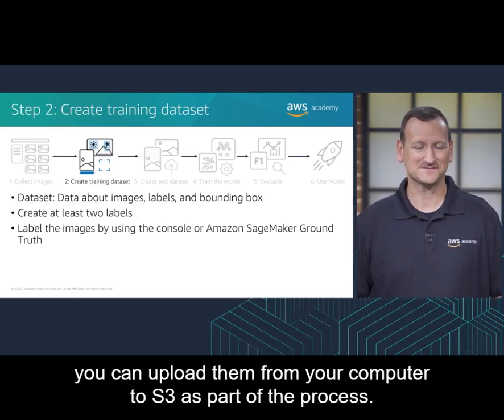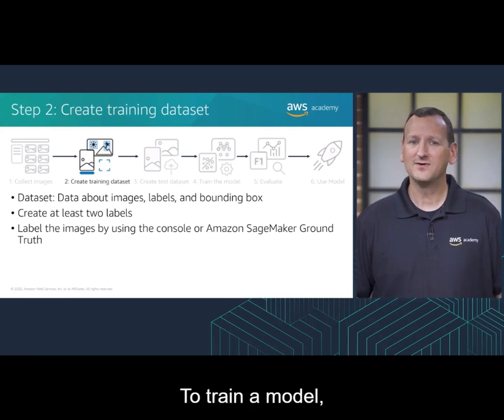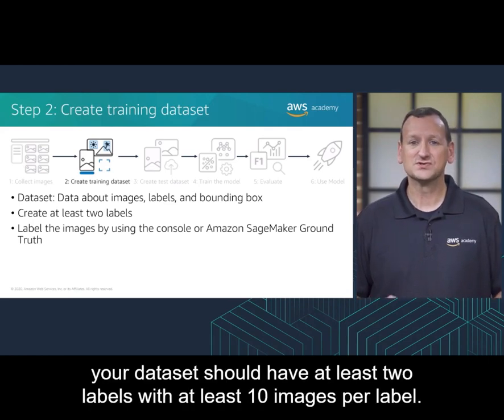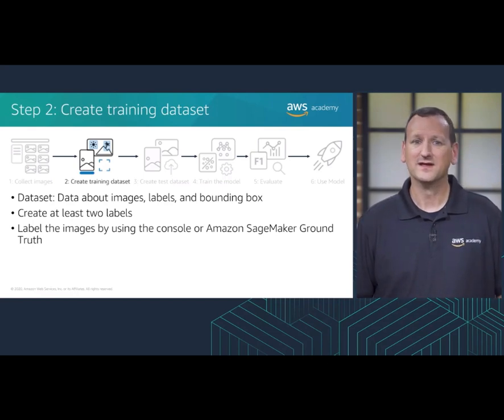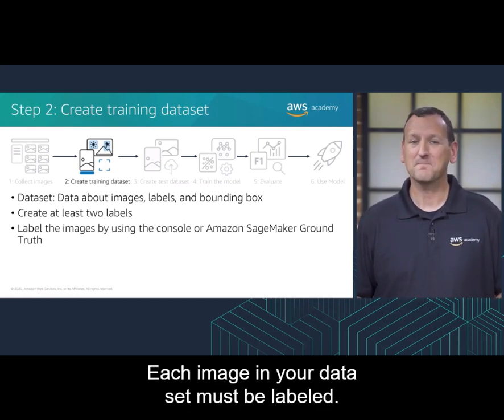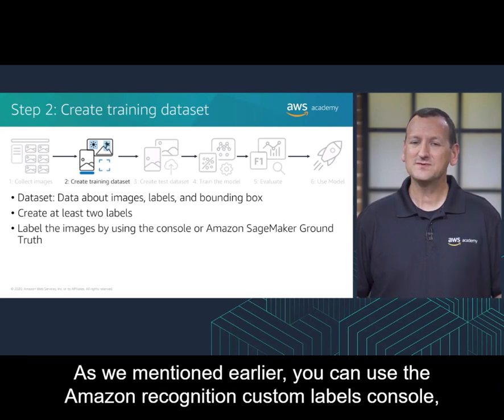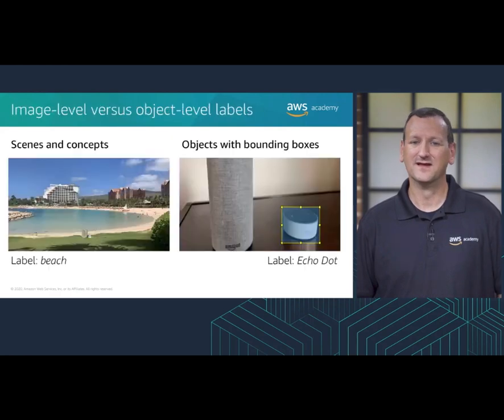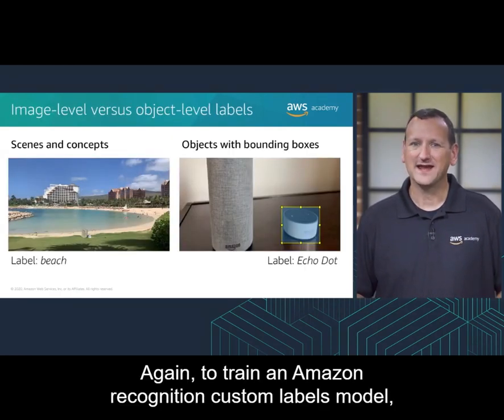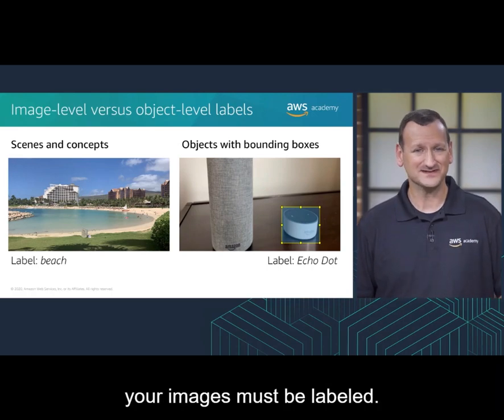To train a model, your dataset should have at least 2 labels, with at least 10 images per label. Each image in your dataset must be labeled. As we mentioned earlier, you can use the Amazon Rekognition Custom Labels console or Amazon SageMaker Ground Truth to label your images. Again, to train an Amazon Rekognition Custom Labels model, your images must be labeled.